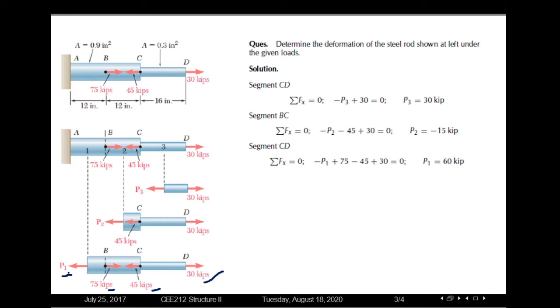We can easily calculate the value of P1 using the equation of equilibrium, which is summation of Fx. Using the summation of Fx, we can see the value of P1 as 60 kip. The effect of this net force of 60 kip will be acting on the AB segment, where the length of the AB segment is 12 inch. So we already know the net forces acting on each segment, the length of each segment, and also the cross-sectional area of the segments.